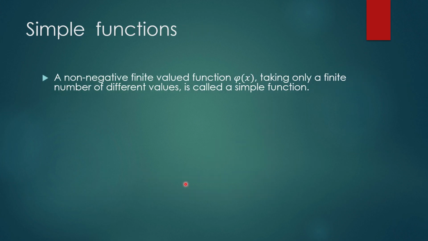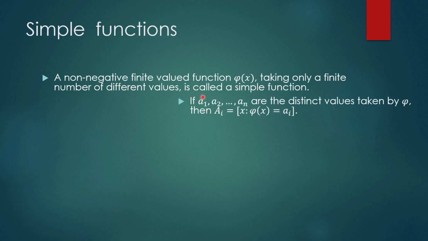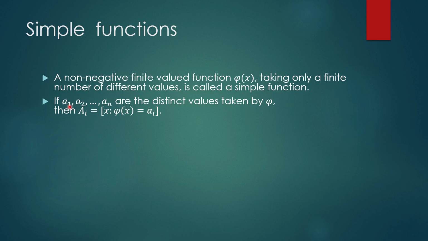So let us see. For that, let us first define a simple function. A non-negative finite valued function phi(x) taking only a finite number of different values is called a simple function, okay? That is the definition of simple function. So a1, a2 up to an are the distinct values taken by phi. Then you can write capital Ai equal to the set of x such that phi(x) is equal to small ai. That set is denoted by capital Ai.